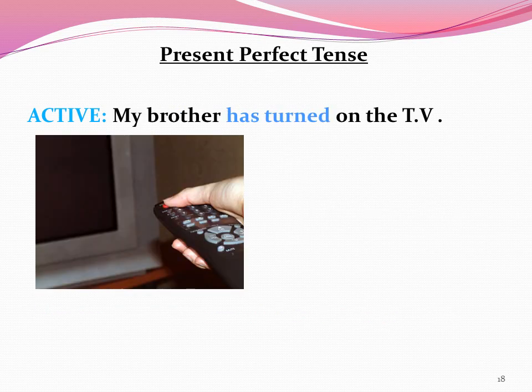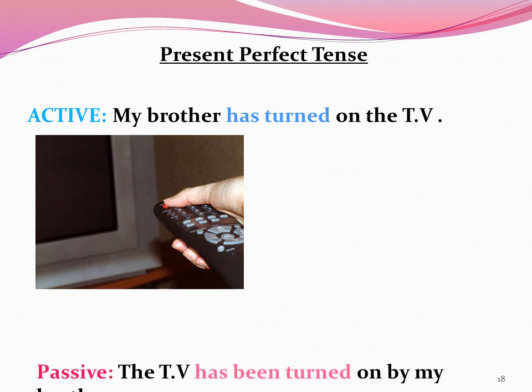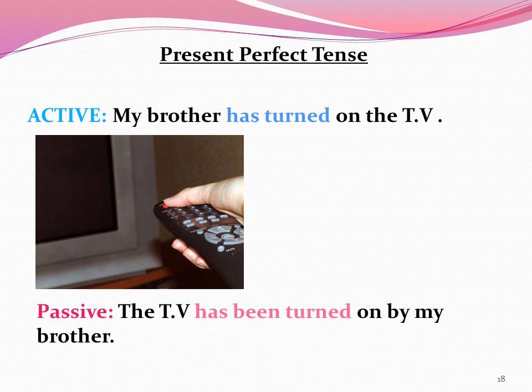Let's have a look at the other rule, present perfect tense. My brother has turned on the TV. Here, as you can see, we have has turned. It is present perfect tense form, has plus past participle. How is it changed? Let's observe together. The TV has been turned on by my brother.